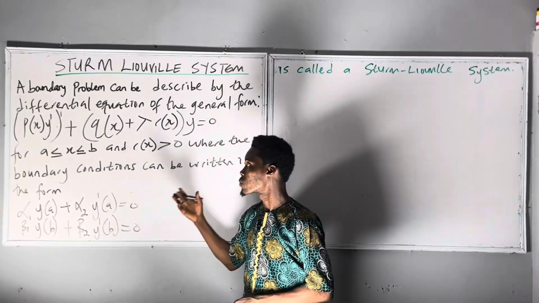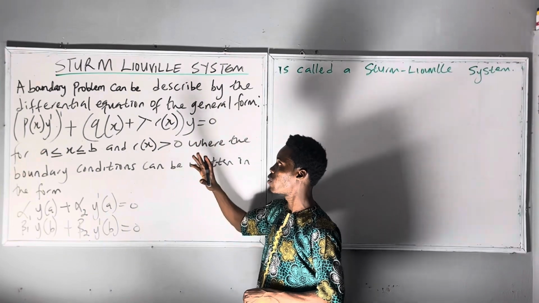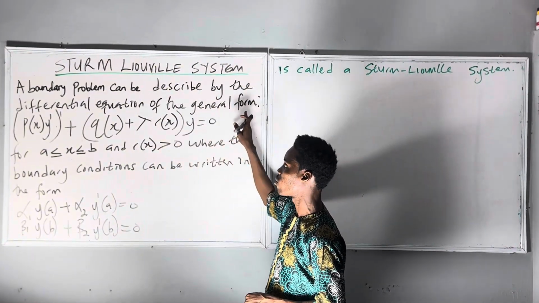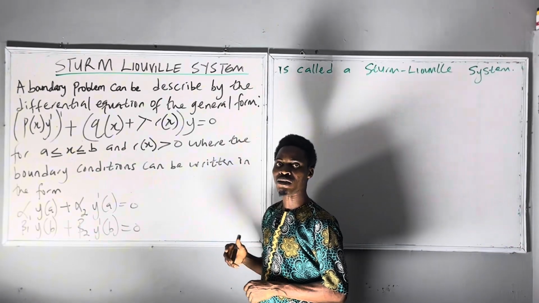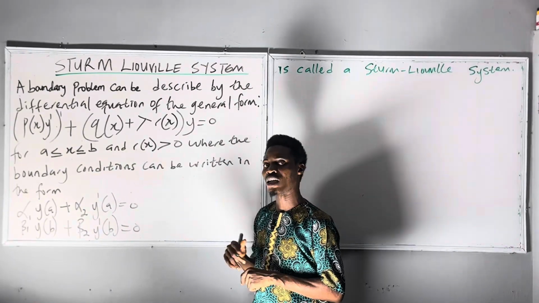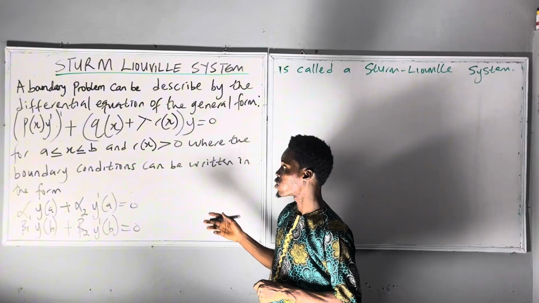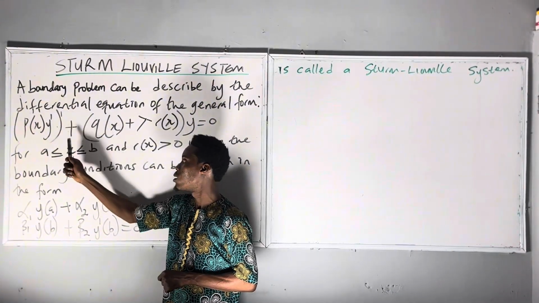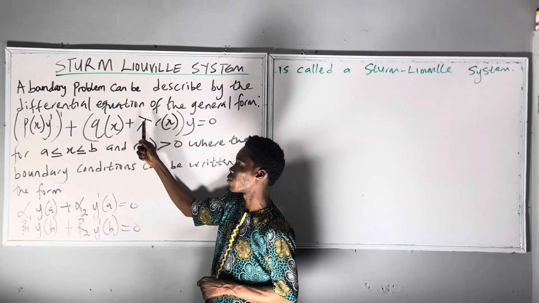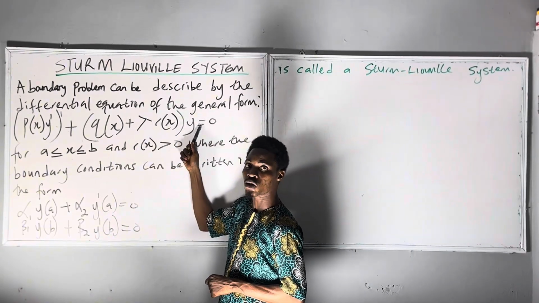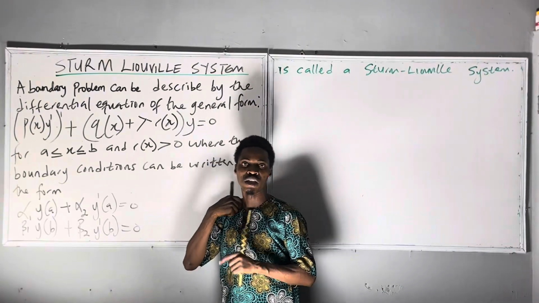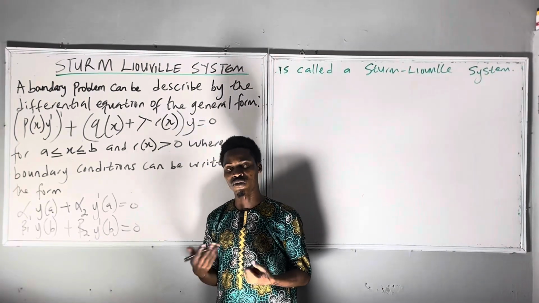So in this one, what I write on the board, I said a boundary problem can be described by the differential equation of the general form. In a Sturm Liouville system, the order is 2, that is a second order. That is (P of x y prime) prime, we can see another prime here, plus (Q of x plus lambda R of x) y is equal to 0.